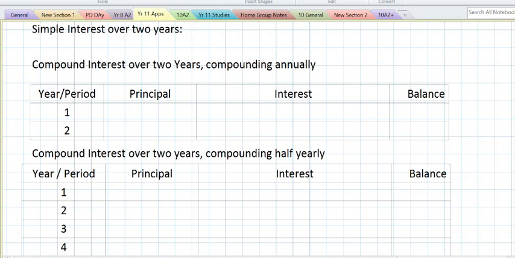Yeah, notebooks. And we'll look at the difference between simple interest over 2 years, compounding annually over 2 years, and compounding semi-annually over 2 years. And we should be able to notice a pattern through that.